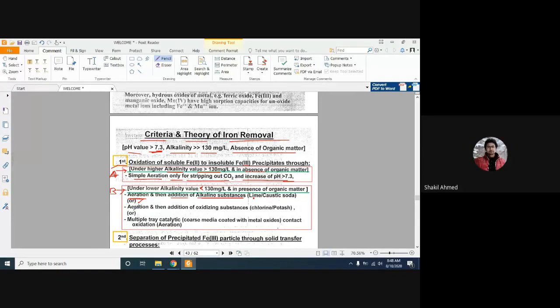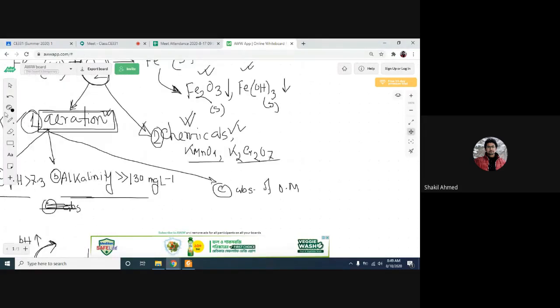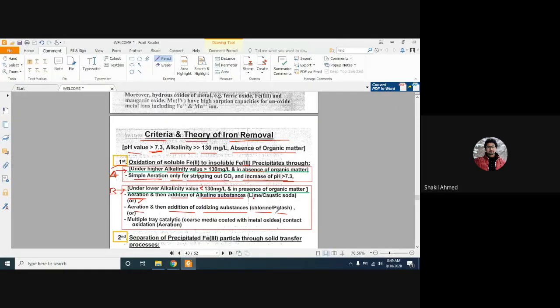Or you can use aeration and then addition of oxidizing substances like chlorine or potash. Here, using chemicals, they are referring to chemicals like this. We don't usually use this. We sometimes use chlorine as an oxidant, or potash. Or you can use multiple tray catalytic contact oxidation.